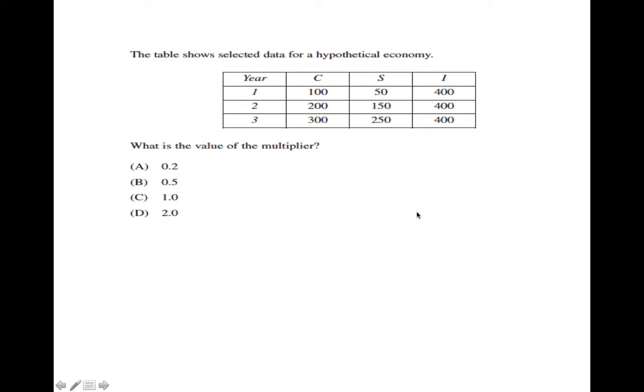Okay, so here's another multiplier question. They love to ask multiplier questions, okay? Table shows selected data for a hypothetical economy. What is the value of the multiplier? Okay, so we're looking at our table. We've got a consumption, a savings, and an investment column. Okay, what we don't have is Y. We don't have national income. Okay, so that's the first thing that we will do. All right, we're going to calculate what Y is, so then we can work out what the multiplier is.